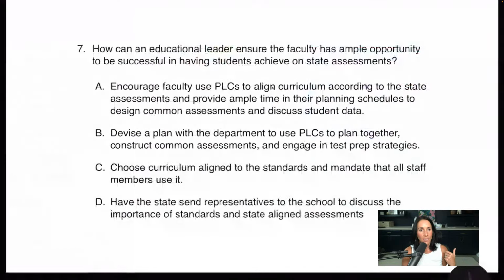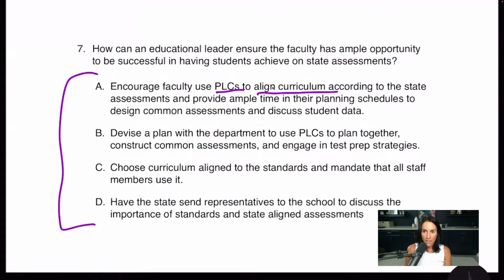Number 7. Let's take a look at the answer choices here. Again, this is all instructional leadership. All right. A, encourage faculty to use PLCs to align curriculum, I love the word alignment on this exam, to the state assessments, and again, that's really good, and provide ample time in their planning schedules to design common assessments and discuss student data. I mean, can it get any better than that? It's got all the good words in it.